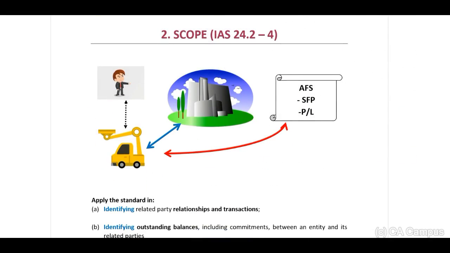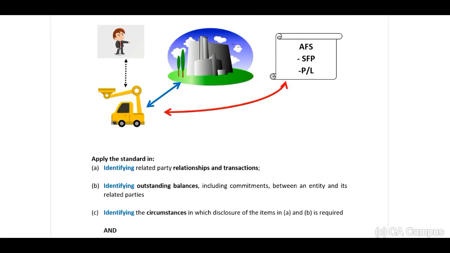Now the scope of IAS 24. The standard will indicate to us how to identify related party relationships and transactions, how to identify outstanding balances, including commitments between an entity and its related party. Now guys, let's just quickly talk about this. How to identify transactions and outstanding balances. The standard indicates to us that a related party can either be a person or an entity. Now, that entity or person will have an effect on the reporting entity's financial statements being prepared.